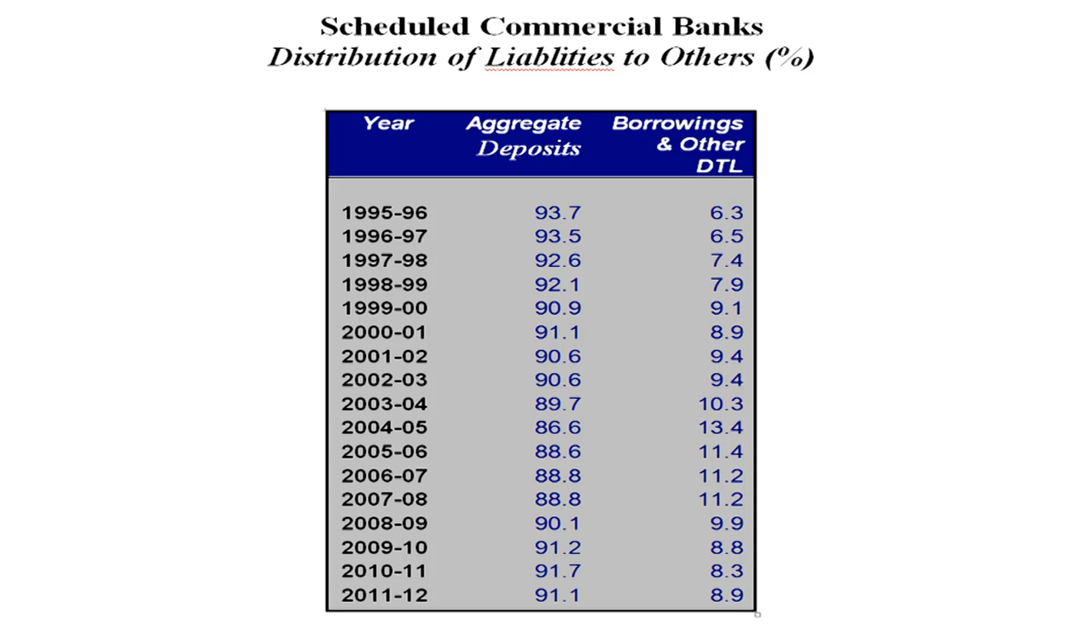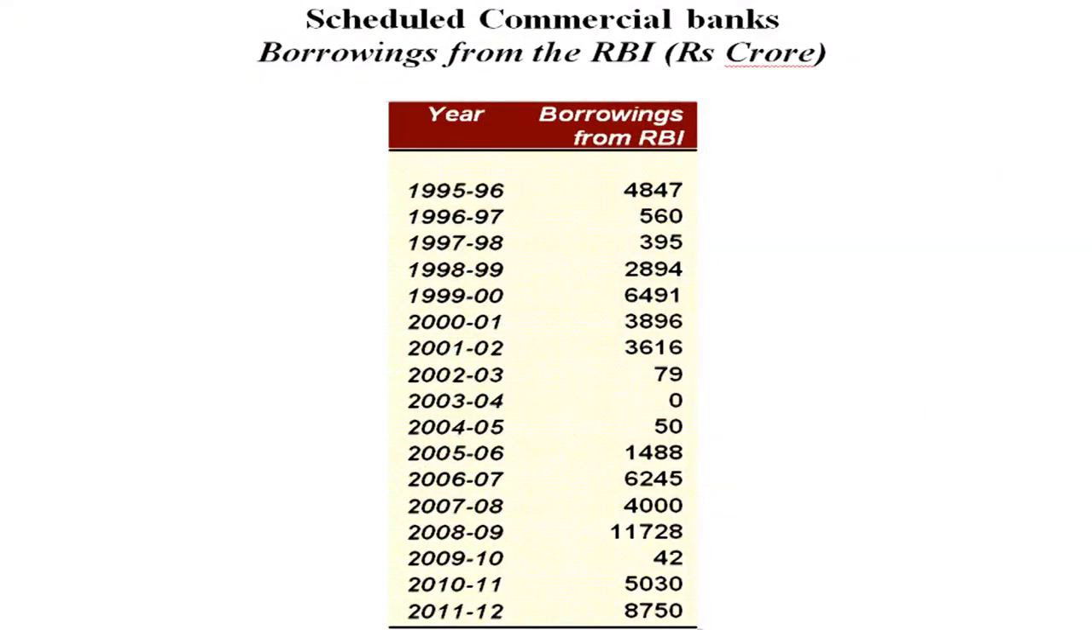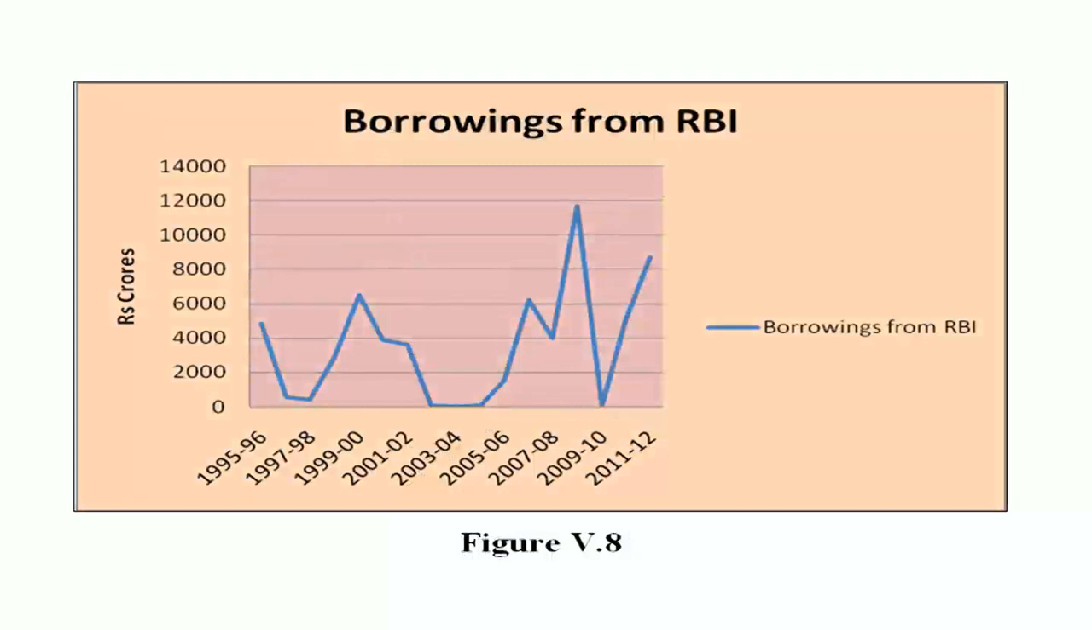Let's see about the borrowings from RBI. Borrowings from RBI is 42 crores in 2019, there is hardly anything. Before that it was 11,000 crores in 8-9. So, suddenly it went up. If you look at the line, the diagram is very clear, it is very uneven and there was a sharp peak. Once, about the end of the millennium, there was a peak and then it went down nearly to zero and then went up. Borrowings from RBI, then again went down and then went up. So, it is very uneven, but 2008-9 clearly shows that the banks were borrowing heavily from RBI.